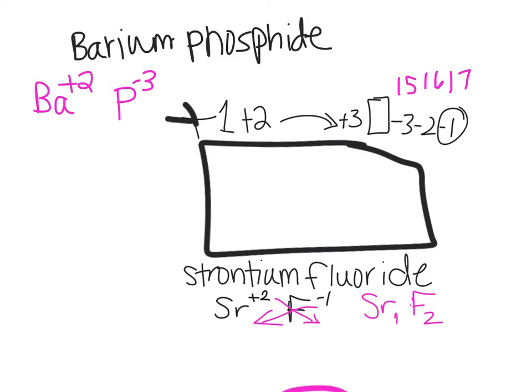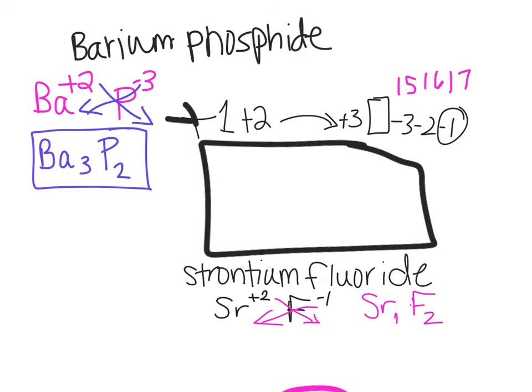And now, just like we did in the last example, we're going to take those 2 charges and crisscross them, or cross and drop. So we get Ba3P2. And you can actually rely on that for everything. You can rely on it for your polyatomics. You can rely on it for your transition metals. This is the shortcut. This is the nice way.